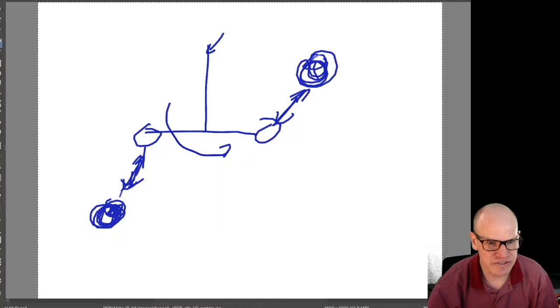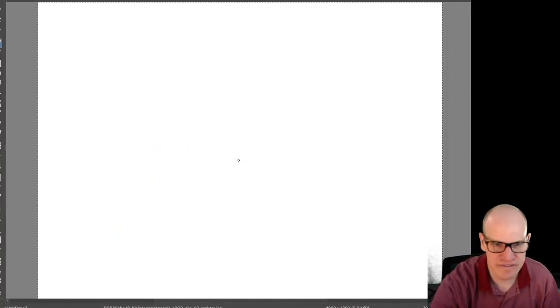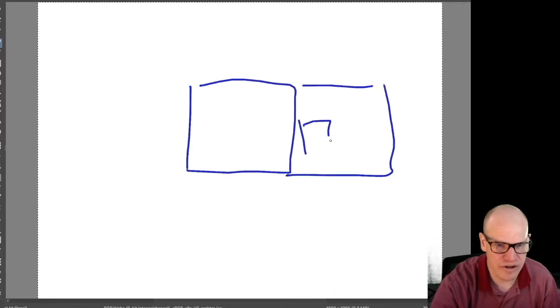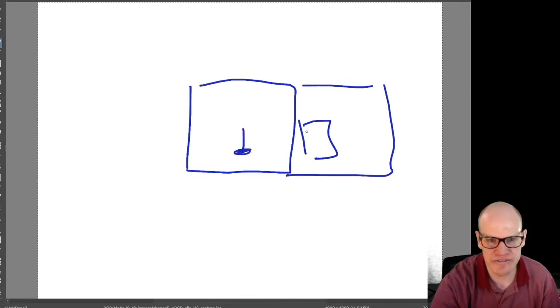Let me draw a picture of this. So let's suppose that here's your room, here's the room next door, there's a big water tank against the wall, here's your experiment set up, and it's very sensitive to gravity, and so it feels the effect of this water tank.